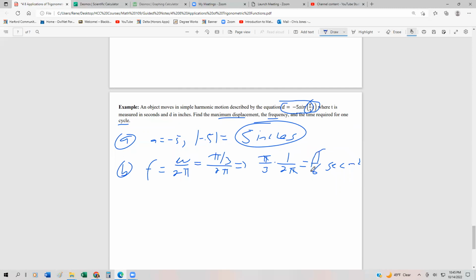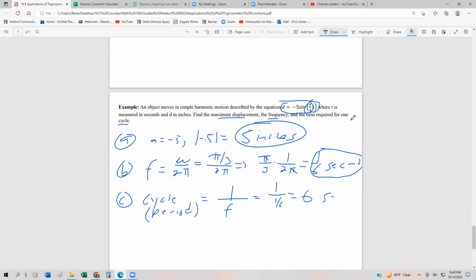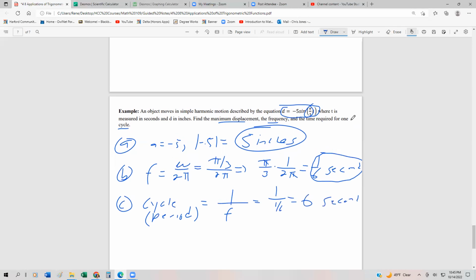And then finally, all we have to do is just take the reciprocal of that. So for our cycle, which is going to be the period, that's going to be equal to 1 over our frequency, which is 1 over 1/6, or that's going to be 6 seconds.